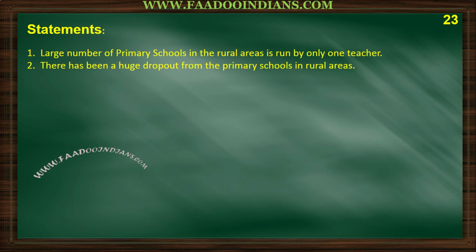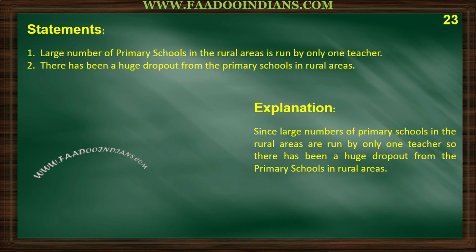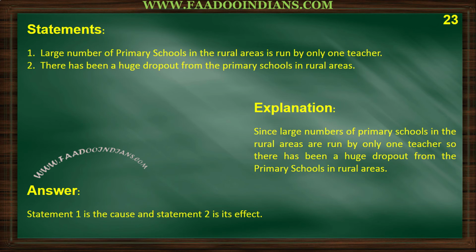23rd. Large number of primary schools in the rural areas is run by one teacher. There has been a large dropout from the primary schools in the rural areas. Well, second is the effect of first. Because government school is only being run by one teacher, therefore most of the students have to drop out from the school. Since large number of primary schools in the rural areas are run by only one teacher, there has been a huge dropout from the primary schools in the rural areas. Therefore, statement 1 is the cause and statement 2 is the effect.